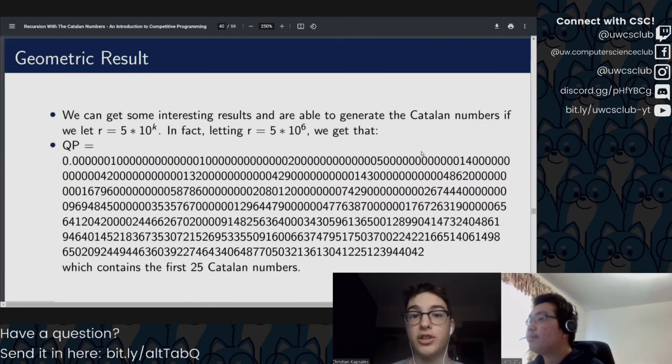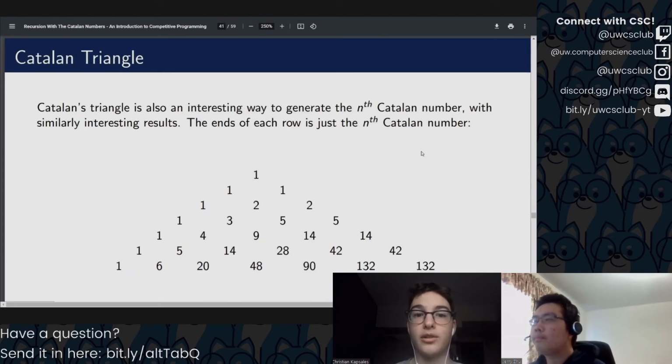So we can get some interesting results, and we are actually able to generate the Catalan numbers if we let r equal 5 times 10 to the power of k. If we let r equal 5 times 10 to the power of 6, we get that QP is equal to this big decimal number, which contains the first 25 Catalan numbers. Catalan's triangle is also an interesting way to generate the nth Catalan number, with similarly interesting results. The ends of each row of this triangle are just the Catalan numbers.